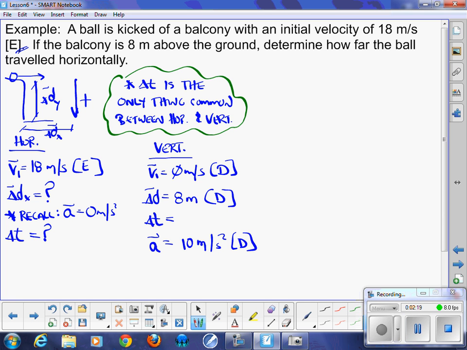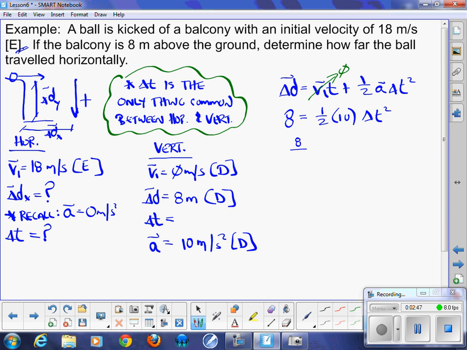So I need to pick a formula that uses those particular variables. The only one that will do that is delta D equals V1 delta T plus 1/2 a delta T squared. So we know displacement's 8. We know velocity, V1's 0, so I don't have to worry about it. 1/2 times 10, and our delta T squared. So we end up with 8/5. Half of 10 is 5. Going to divide both sides by 5. Get your delta T squared. And delta T equals the square root of 8/5 seconds.